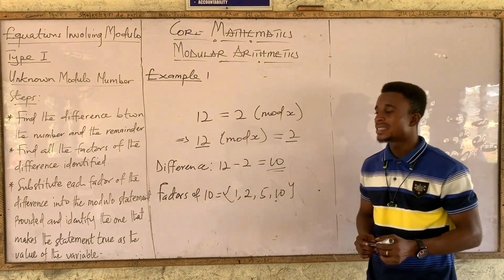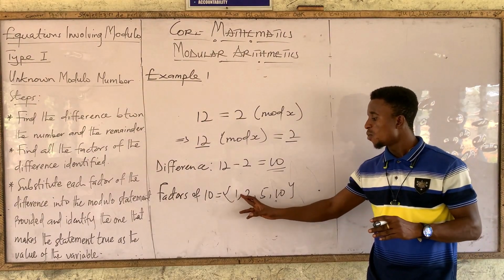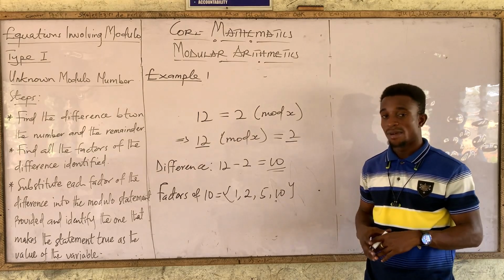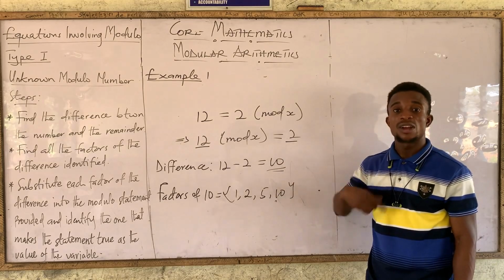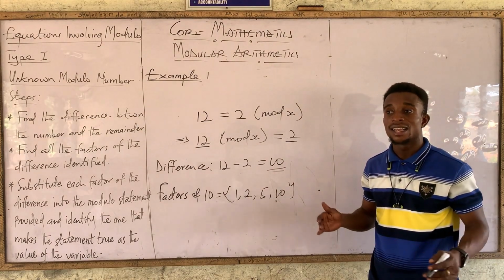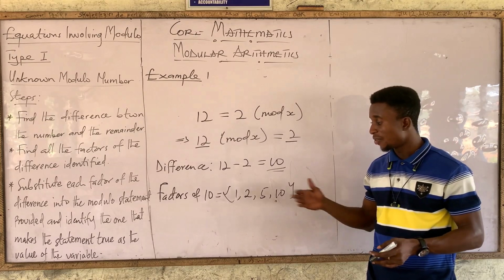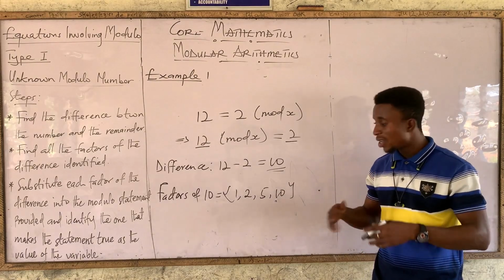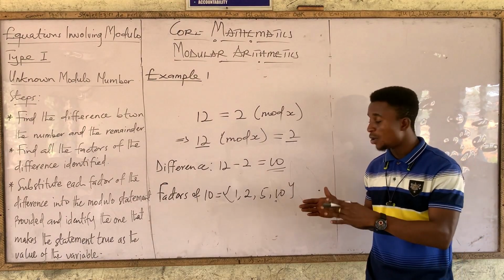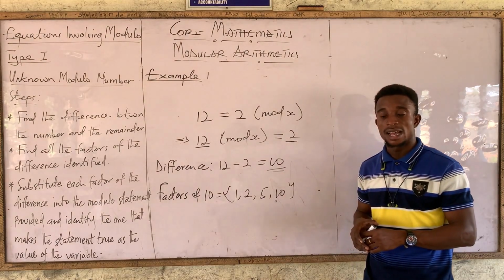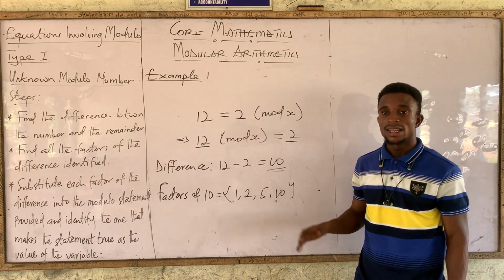So all the possible numbers that can go into 10 exactly, meaning without a remainder, are 1, 2, 5, and 10. I think you know factors, right? 3 is not part because when 3 goes into 10, there will be a remainder. 3 cannot go into 10 exactly. Are you getting that? So 3 is not part, 4 is not part, 6 is not part. All the remaining numbers between 1 and 10 that have not been written, when they go into 10, there will be a remainder. Are we okay? So these are the possible factors of 10.